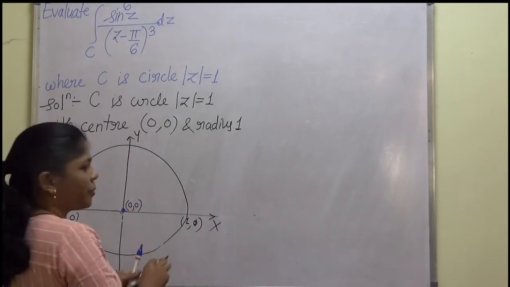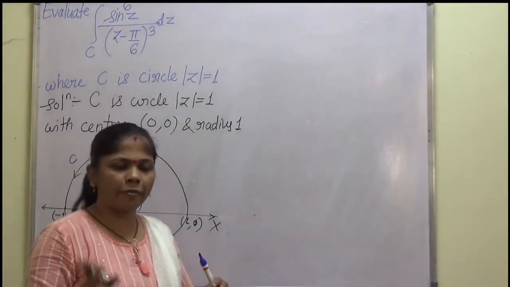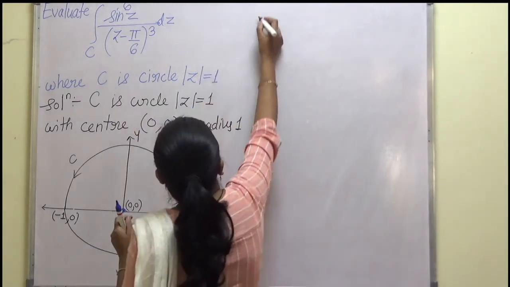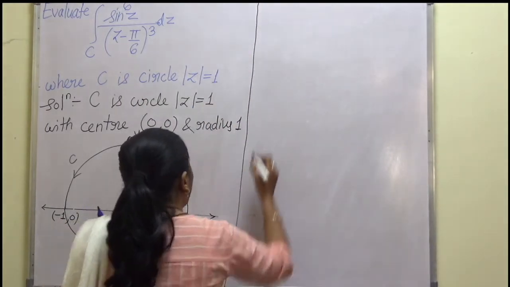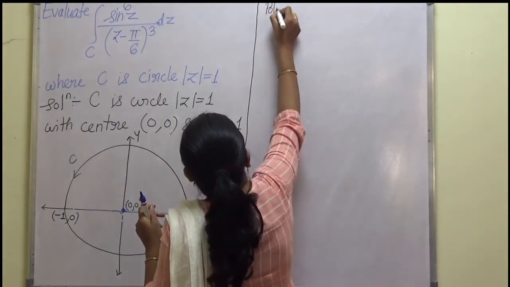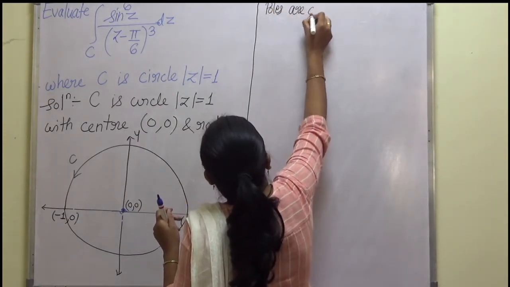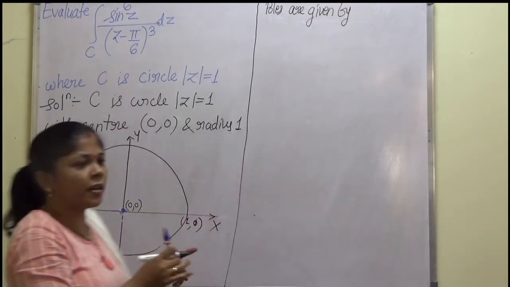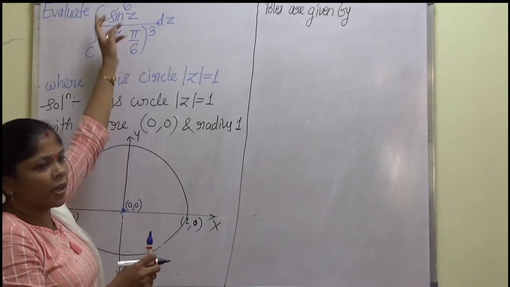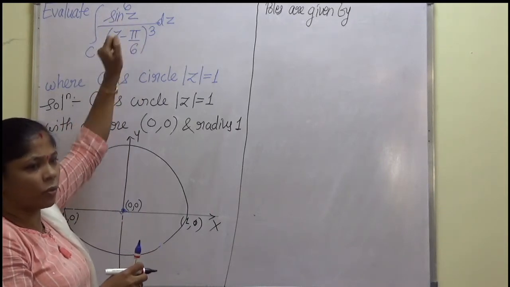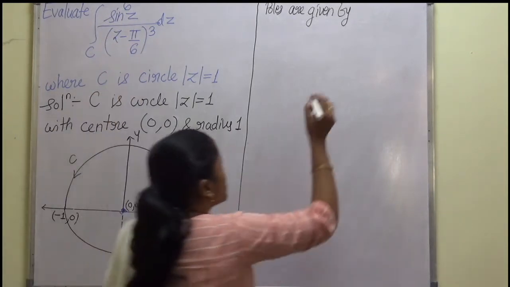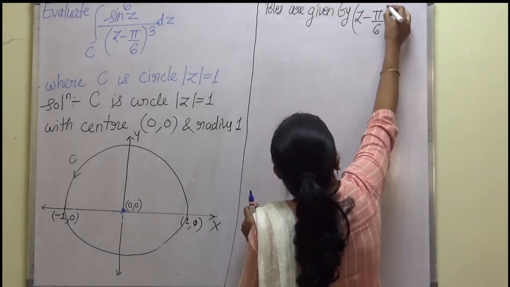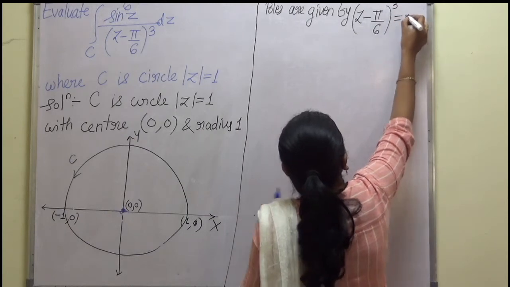Okay, so this is the first step: identify the center and radius, then draw the circle. After that, what is the second step? The second step is to find the poles. The poles are given by equating the denominator of the integrand to 0. What is the integrand? The integrand means the function which is to be integrated. So this we have to integrate. What is its denominator? That must be equated with 0. So it is z minus pi by 6 whole cube equal to 0.